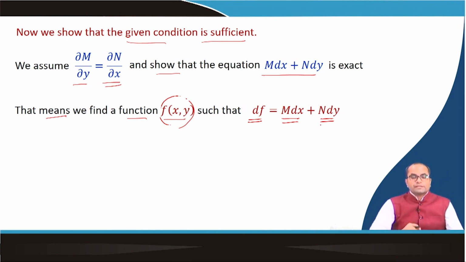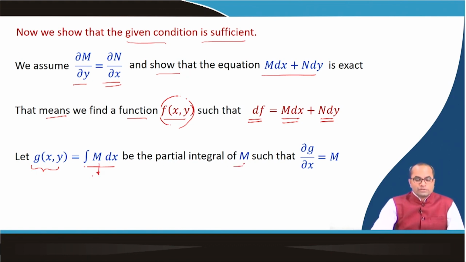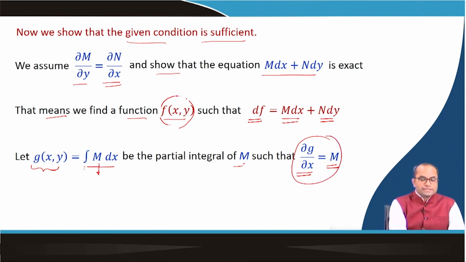To construct this function, first of all we define g(x, y) as the integral of M dx. It is a partial integration of M, that means we keep y as constant and integrate M with respect to x, and this function of x and y we denote as g(x, y). That means the partial derivative of g with respect to x will be M. So that is the relation: del g over del x is equal to M, or g(x, y) is equal to the integral of M dx.